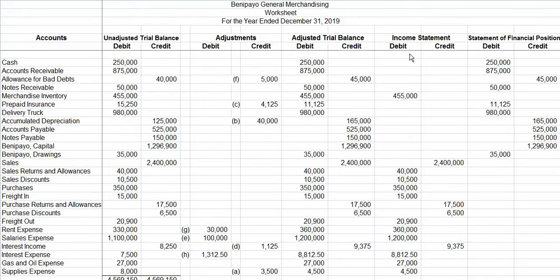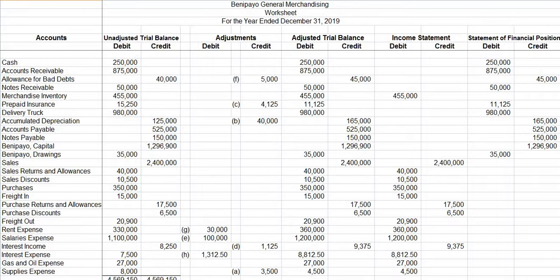The 7th and 8th money columns are for the income statement or statement of comprehensive income, again with a column for debit and another for credit. The last 2 money columns are for the statement of financial position or balance sheet, and not surprisingly, also with a debit and a credit column.